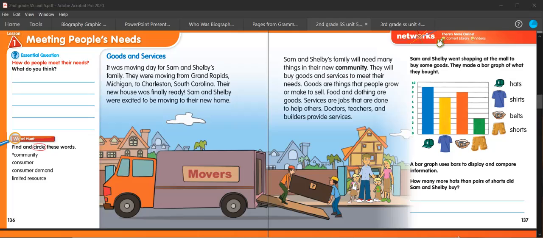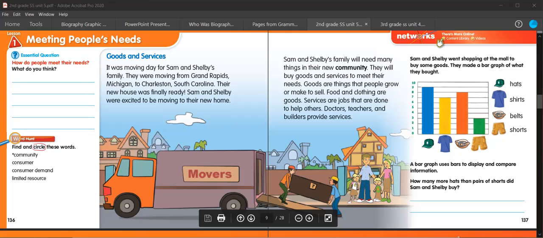So you want to follow it, trace it along with your finger or with the edge of a book or a pencil to figure out the amount. So those numbers on the left side tell you how many of each they had. Now underneath it says a bar graph uses bars to display and compare information.